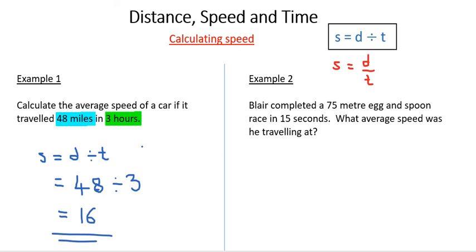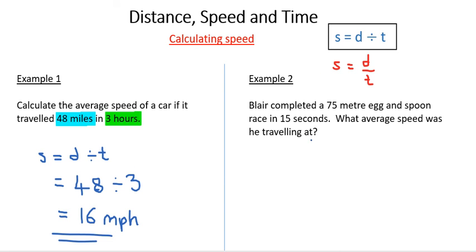So in 3 hours, this car travelled 48 miles. So we want to know how much it travels in 1 hour. So we divide the 48 by 3. So in 1 hour it must have travelled 16. So that was miles per hour. Every hour this car is travelling 16 miles on average.